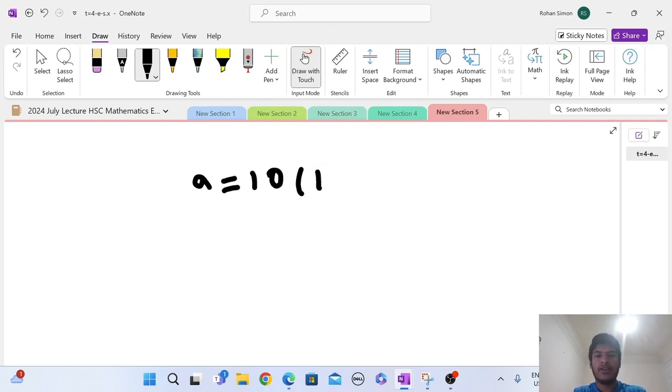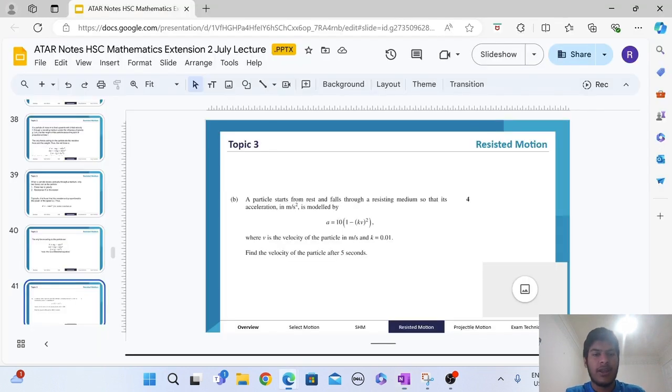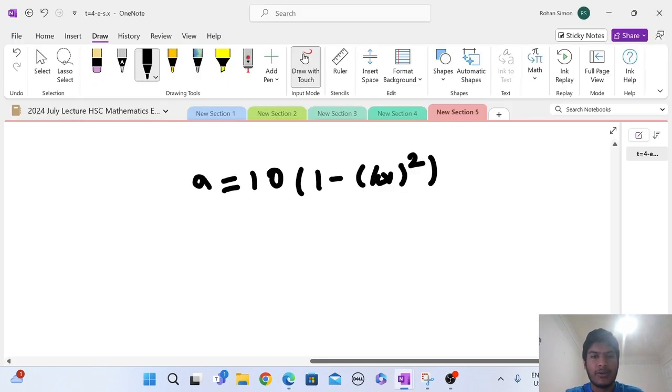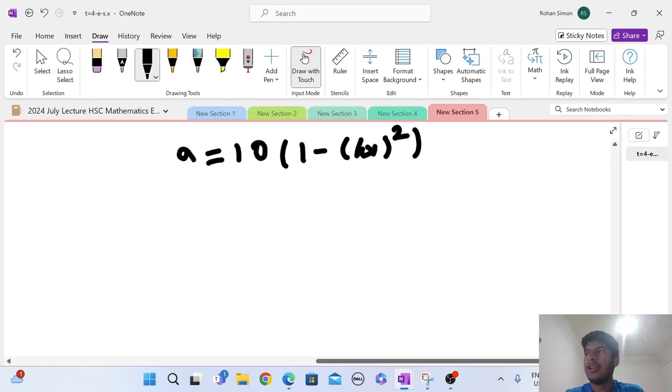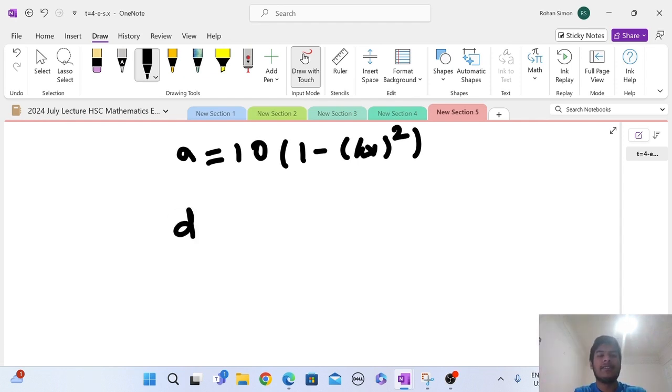Sometimes a very small little trick can really simplify the problem. So you get 10(1 minus kv)^2. That's the acceleration. And we're asked to find the velocity of the particle after 5 seconds. So we're looking for a velocity-time relationship. Again, we're looking for velocity and time, so what version of acceleration should we use? We should use dv/dt.